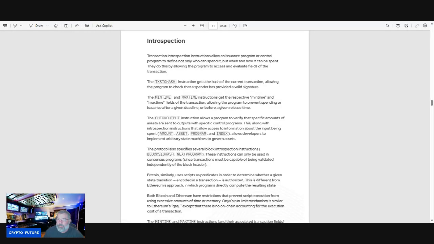All right, guys, we're into introspection. Let's break this down. Transaction introspection instructions allow an issuance program or control program to define not only who can spend it, but when and how it can be spent. They do this by allowing the program to access and evaluate fields of the transaction.